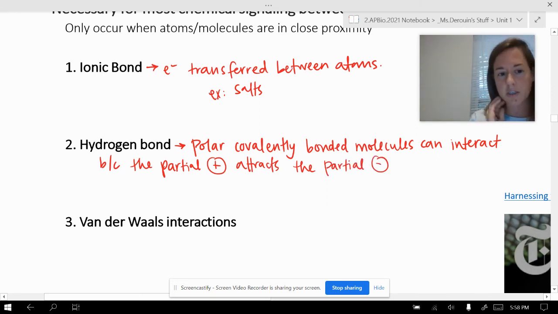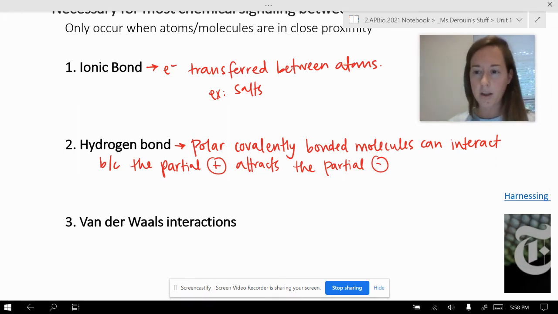And I'll talk about this specific to water, which is really what we care most about it for. It gives water all of its really special properties, but the partial negative of the oxygen and the partial positive of the hydrogen are attracted to one another. And that creates this pretty weak interaction that's constantly breaking and reforming, which is the reason that water has these impressive surface tension abilities, and specific heat is really high, and a lot of cool things about water are because of its ability to hydrogen bond.